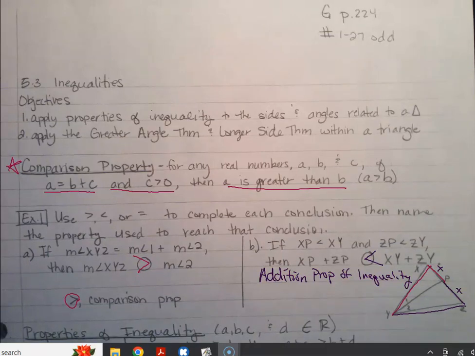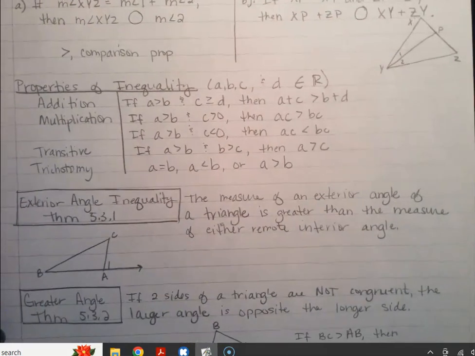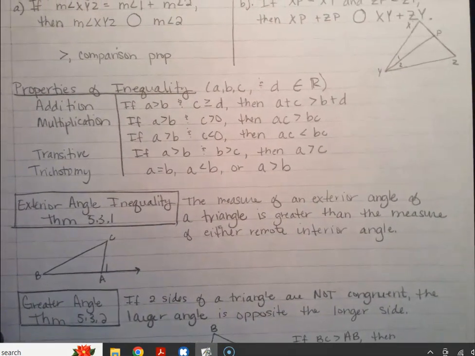So let's look at those properties of inequalities. We've talked about them as properties of equalities. But if we look at them this way, so if we have A is greater than B for addition, and C is greater than or equal to D, then we're getting into some addition. Then A plus C has to be greater than B plus D, because we're combining the A and the C together.